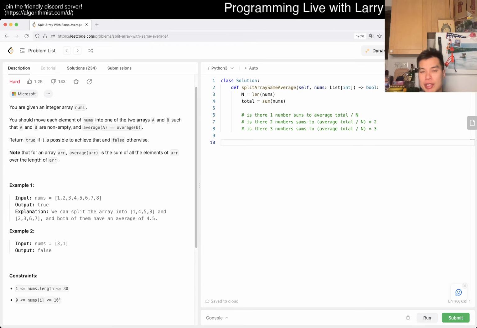And also, with this way, the meat in the middle is actually pretty straightforward as well. I mean, the knapsack, I can see. But so, okay. The other thing I want to point out is that it stops at: is there n over 2 numbers that sum to average total times n over 2? Because after this, if one number sums to average over n, it also implies that n minus 1 other numbers sum to it, right?